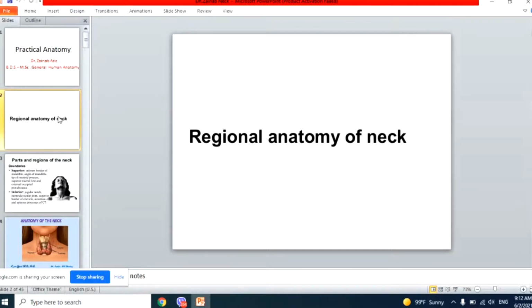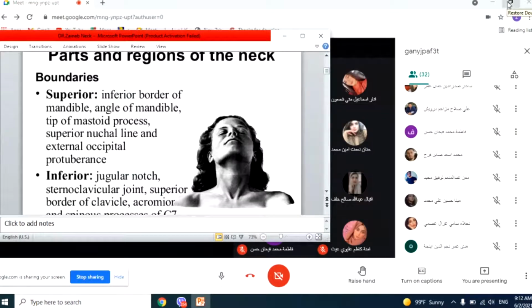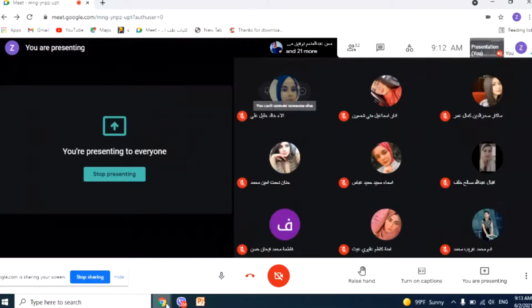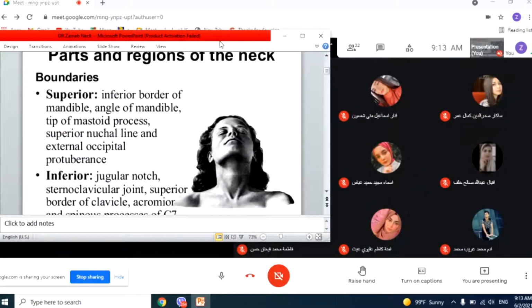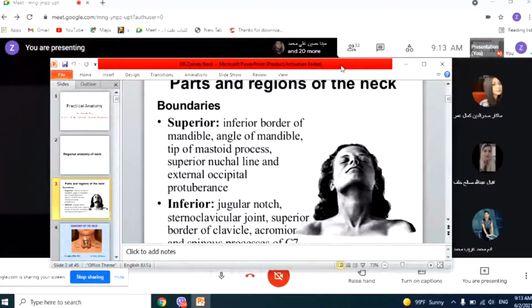It's about the anatomy of the neck, what we have in the neck. So first, we must know what the neck is. What is the definition of the neck? The neck is the part of the body. It's a part of our body with many vertebrae.